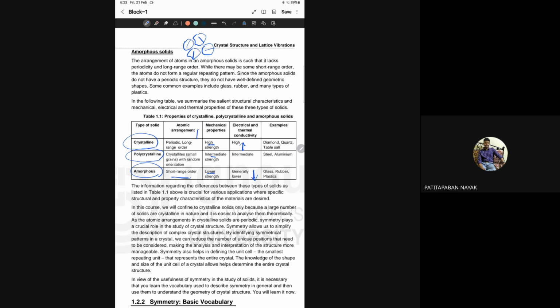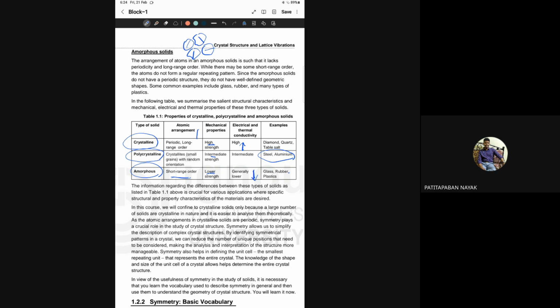Examples: diamond is a perfect crystal. Quartz is a form of glass actually, but it is the crystalline form of glass. Table salt, as I was telling, salt. Other than that, if I can tell something in Odia, we call it fitkiri. There is alum, aluminum oxide, which we also get in a crystalline form. Whereas amorphous: glass is amorphous, rubber is amorphous, plastic polymers are amorphous, powder form. And steel and aluminum are somewhat in between. These are not perfectly crystalline, nor amorphous. They are somewhat in between.